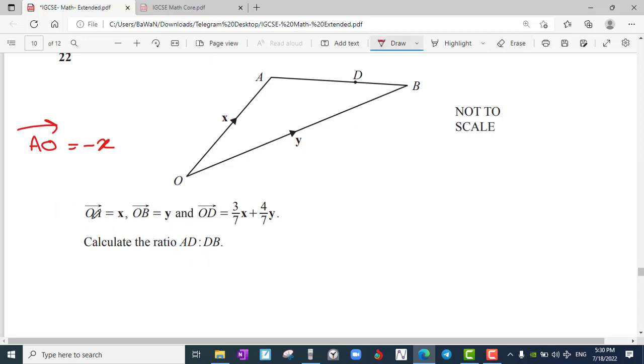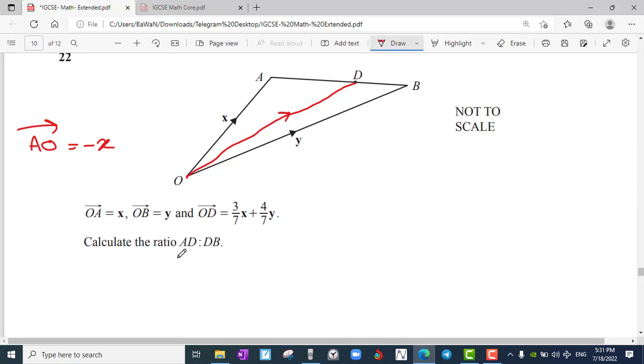Another thing is given here. OA is x, OB is y, OD. OD means going from O to D, which is not on the diagram, but it's given. So let's put it on the diagram to know what we have later, because we will need OD.